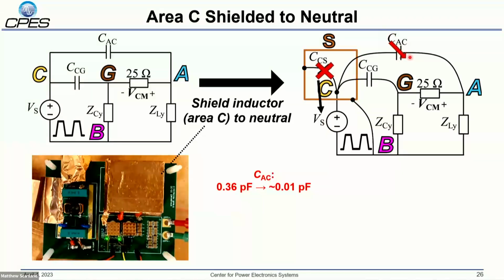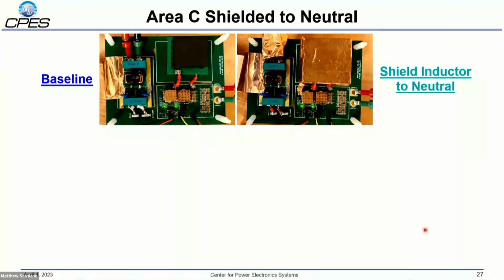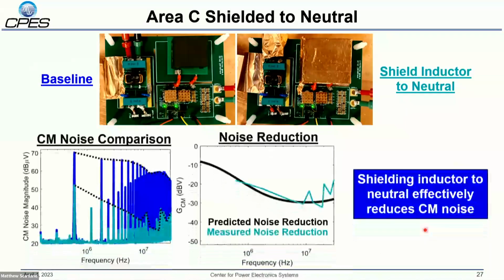And this coupling between area A and C is minimized again, and you get an added benefit of reducing the noise which is coupling from area C to ground, because you shielded your main emission source to some point other than ground. As a result, we predict effective noise reduction. And our experimental results, again, are pretty close to our measured noise. And shielding your emission source to neutral or some other DC potential on your converter is an effective way to reduce your common mode noise.